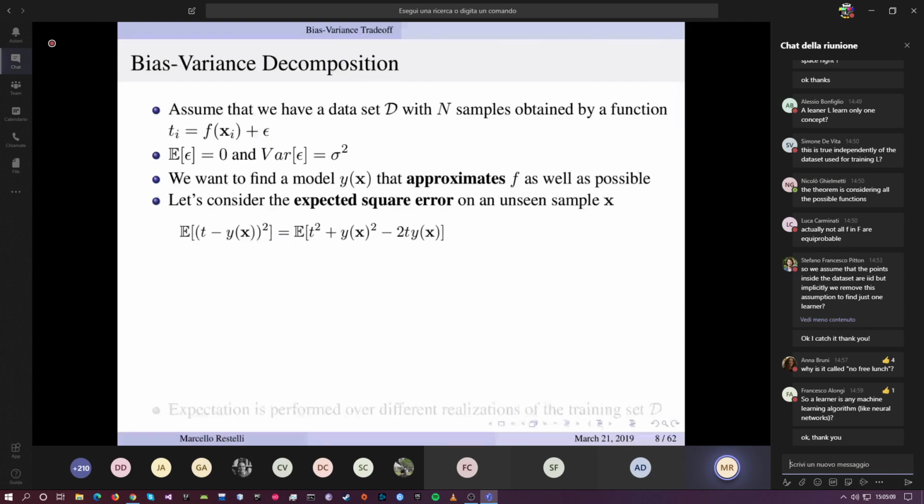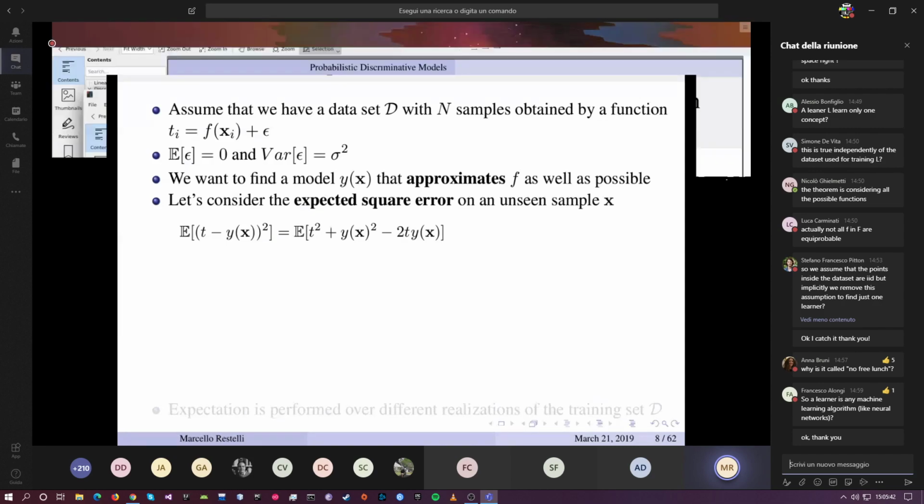And now, on this point that was not in the training set, I want to evaluate what is the expected squared error. So the expected value of t, that is the true value for that point, minus what your model y of x predicts, all raised to the square. So it's the square difference between the target value and the model prediction. So this is the expected square error.